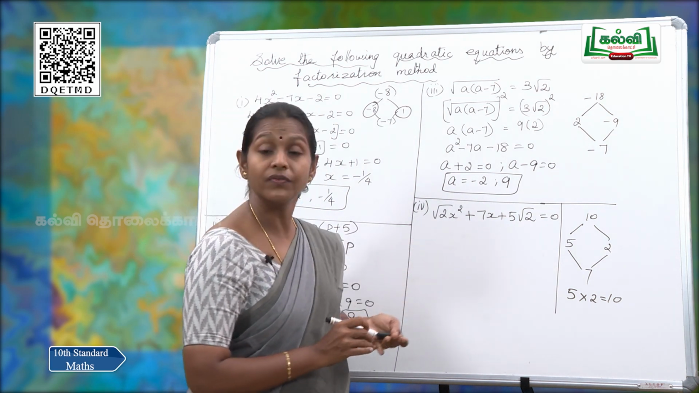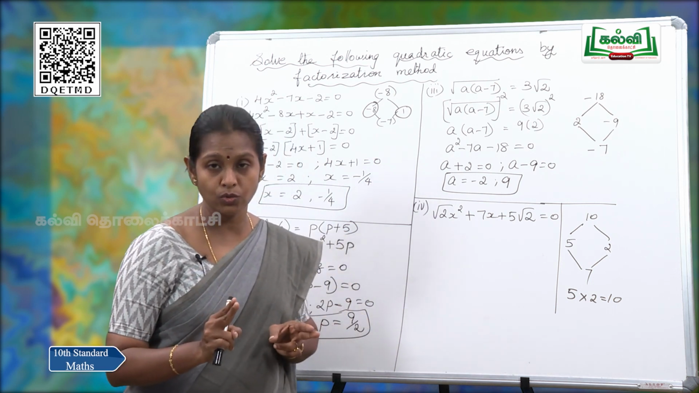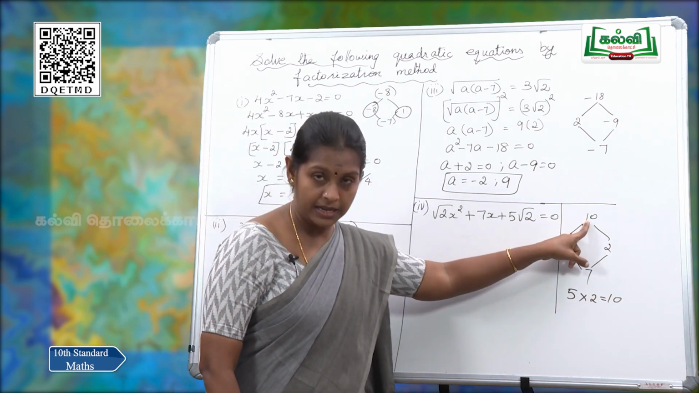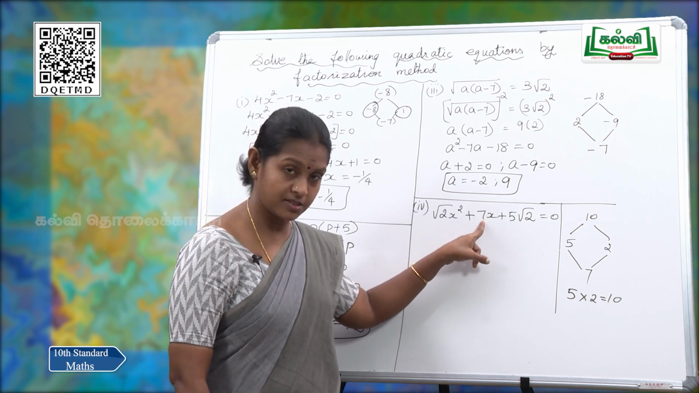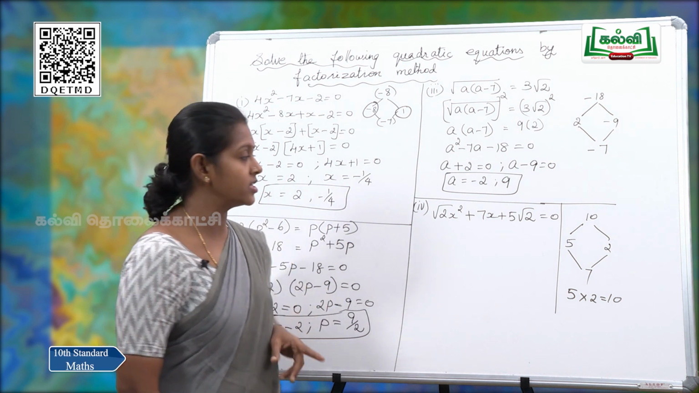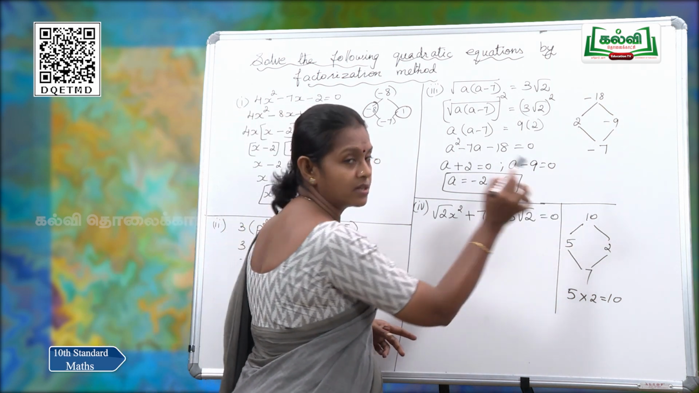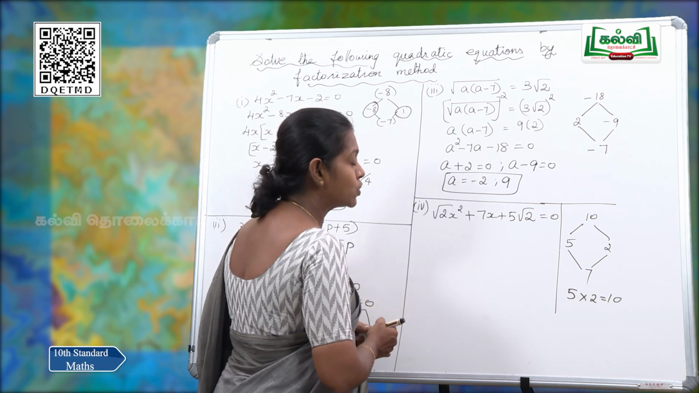What is the coefficient of x here? 7. So, take two numbers, multiply those two numbers, you have to get 10. At the same time, if you add or subtract, you should get 7. So, what are the numbers? Very good. It is very easy to identify. That means, 5 2s are 10, 5 plus 2 is equal to 7. Now, I am going to apply.